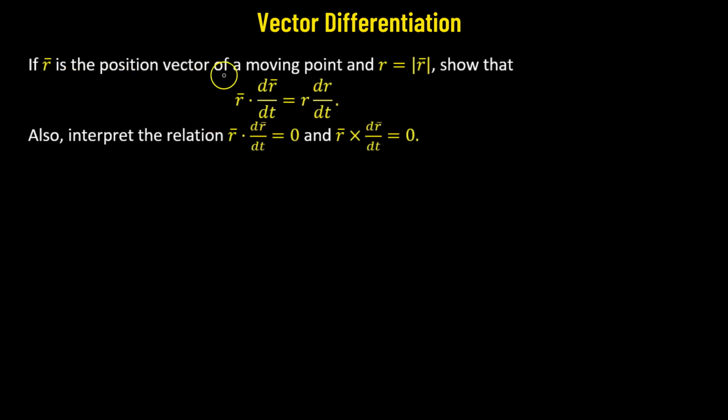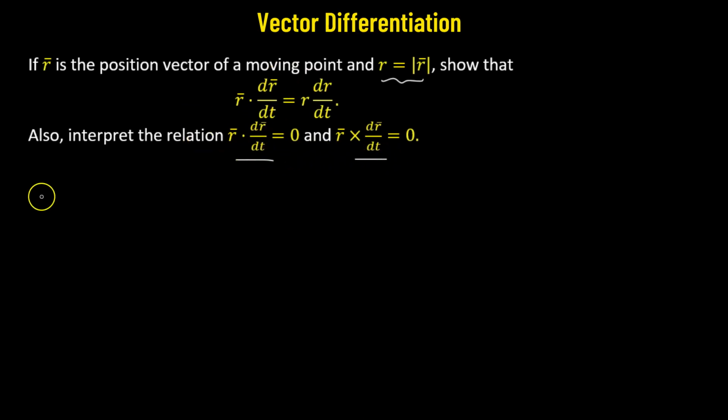So we have a position vector for a moving point given by the vector r, and also r equals the absolute value of r. This represents the magnitude of that position vector. We need to show that the dot product between vector r and its first derivative with respect to a scalar parameter t equals r times dr over dt. We'll also need to interpret these two results. We'll talk about it later.